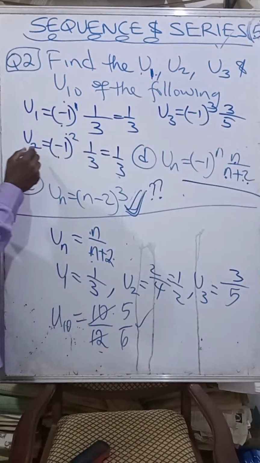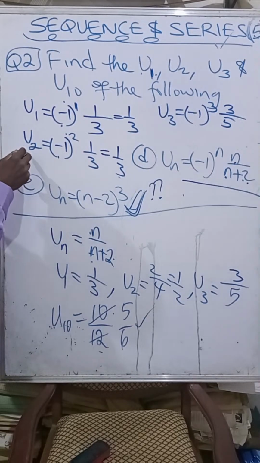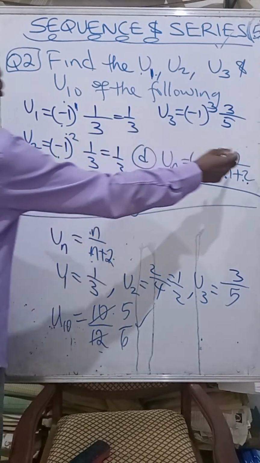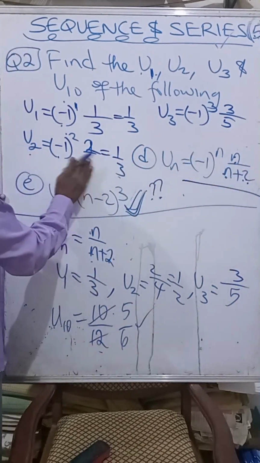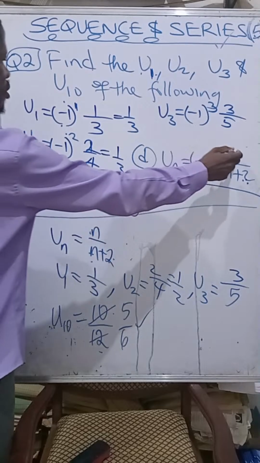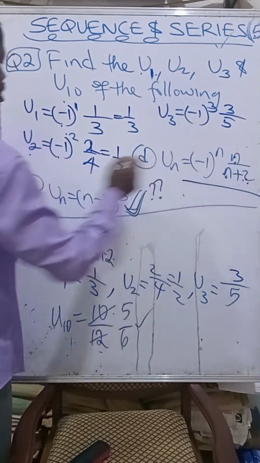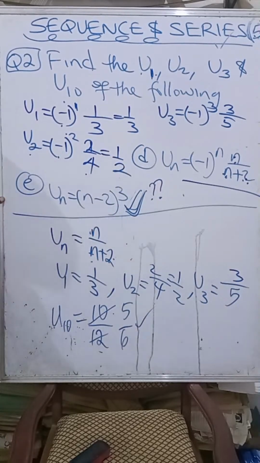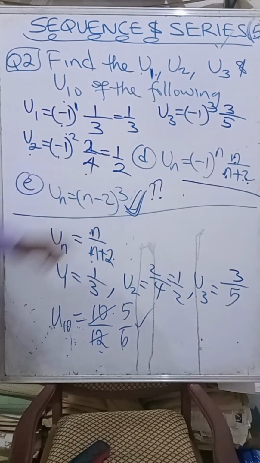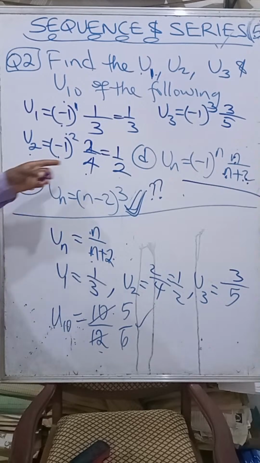Let me check this one. The one n is 2. When n is 2, this will be 2 here. And then 2 plus 2, that's 4. Sorry for that. 2 here, n is 2. 2 plus 2, that's 4. So that will be 1 over 2. That's the equivalent of 2 over 4. That's 1 over 2. This one is even power, become positive.